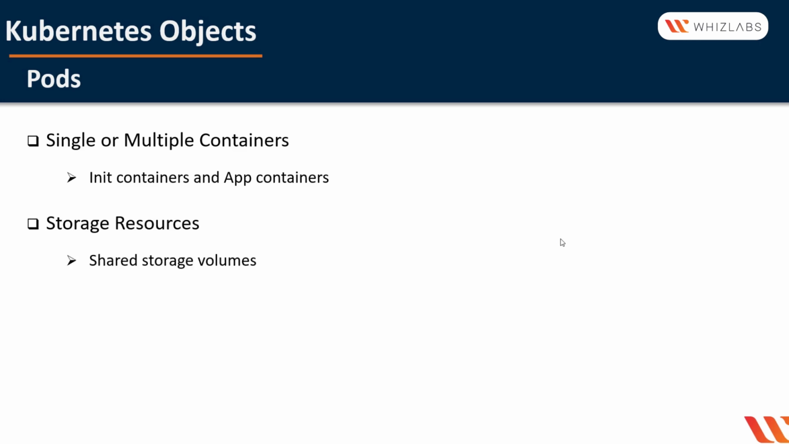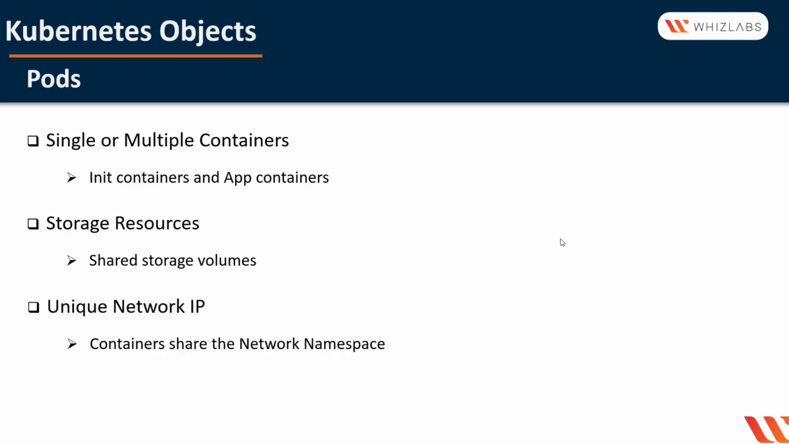Storage resources, they provide the storage for the container. A pod can specify a set of shared storage volumes. All containers in the pod can access the shared volumes, allowing those containers to share data. Volumes also allow persistent data in a pod to survive in case one of the containers within the pod needs to be restarted. Basically, the containers share the storage resources together as a single manageable entity.